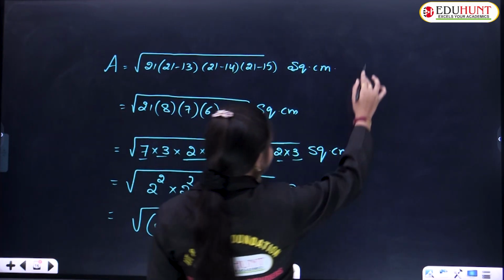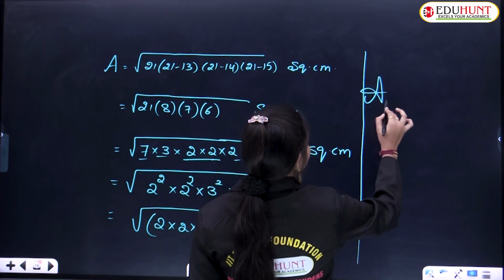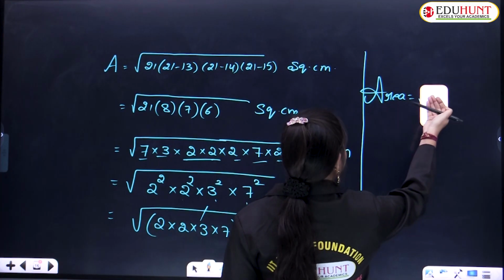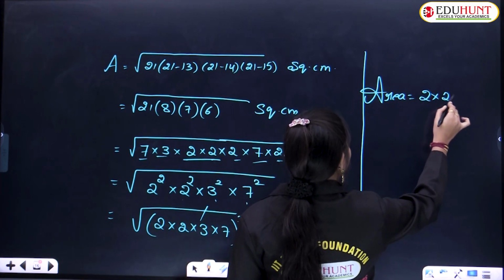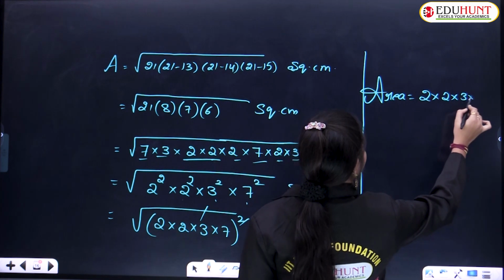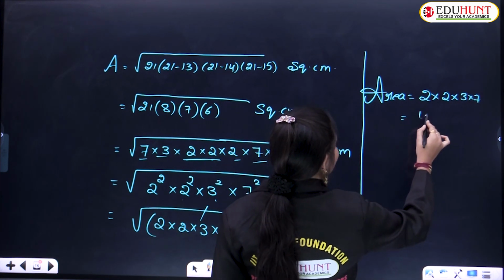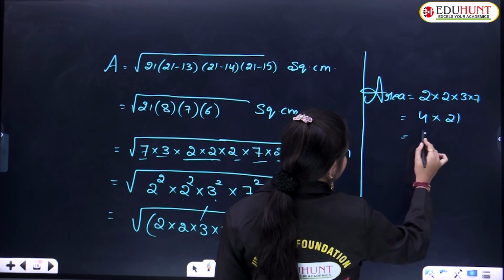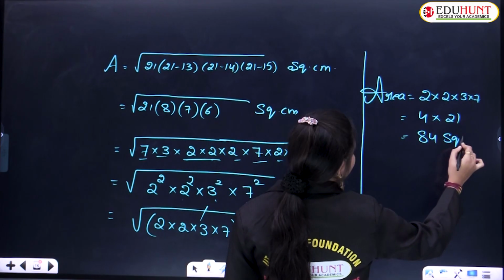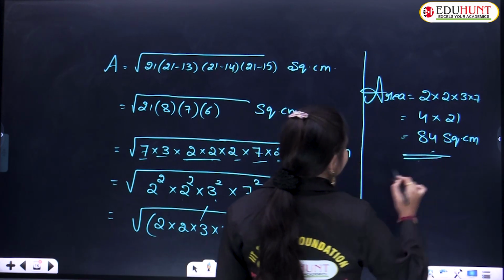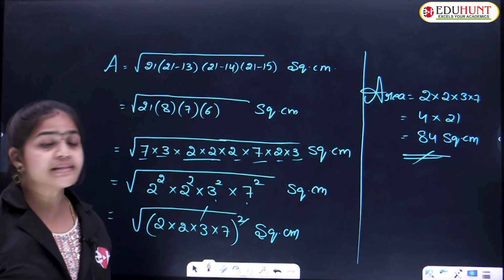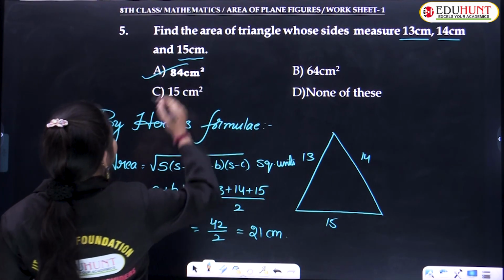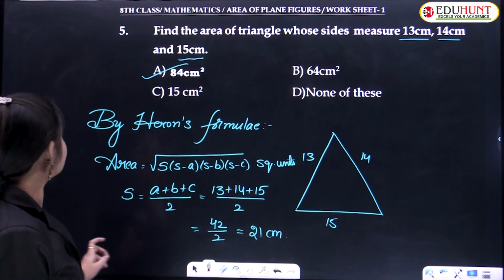And finally, what is the area of the triangle? The square root is already cancelled, then 2 into 3 into 7. 2 twos are 4, and 4 into 21 is equal to 84 square centimeters. The area of the triangle is 84 square centimeters. Is the option there? Yes, 84 centimeters square. This is the fifth question.